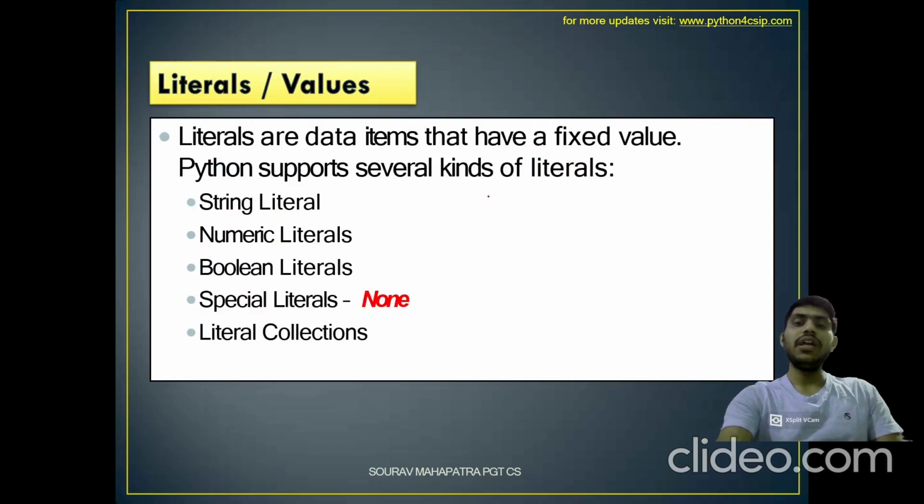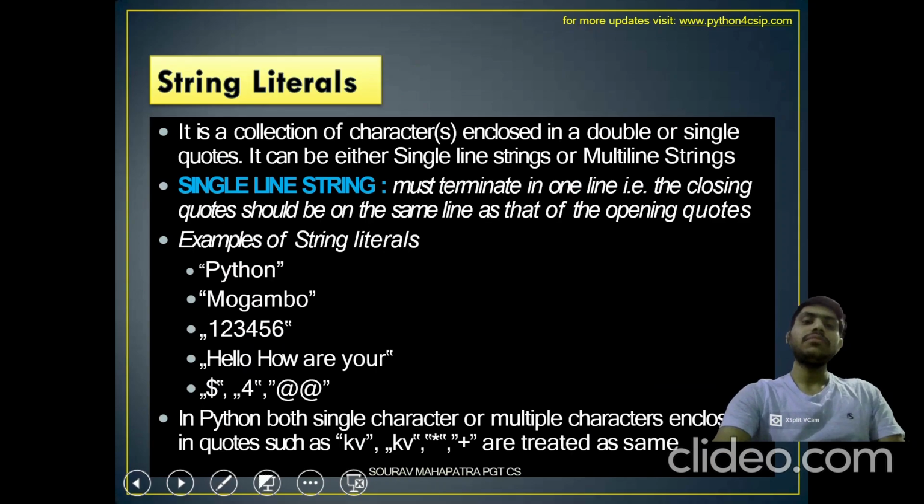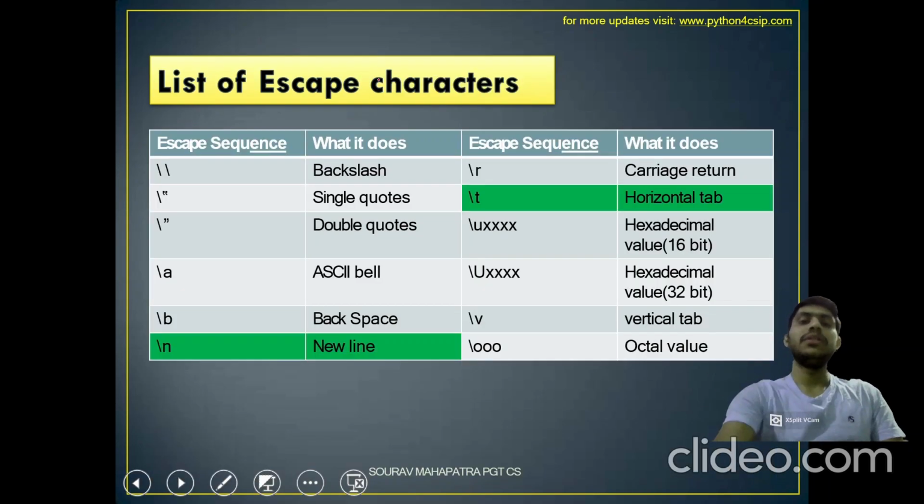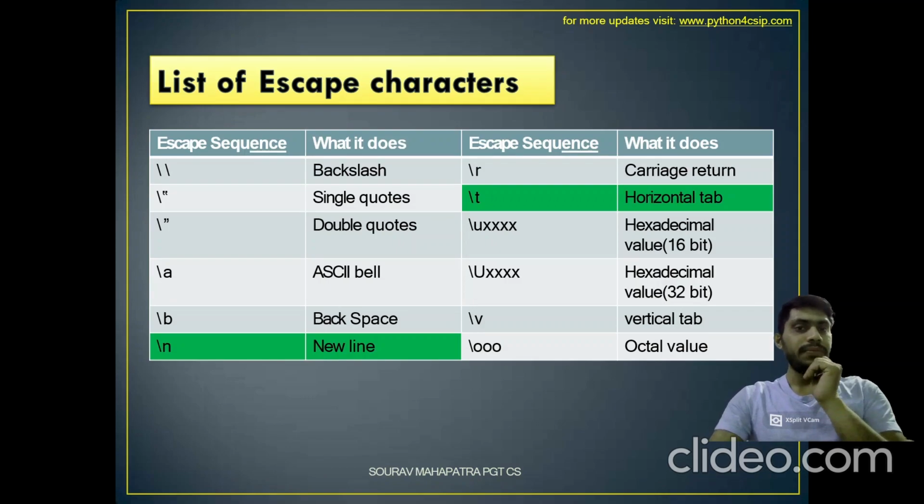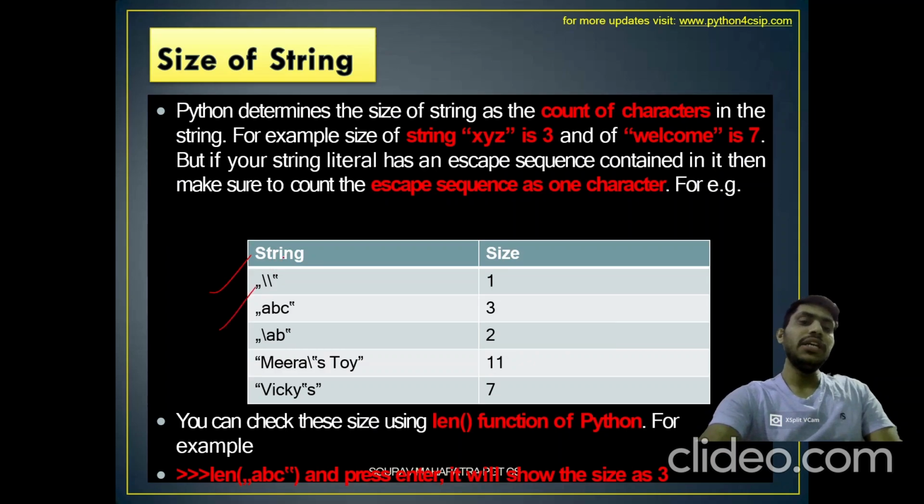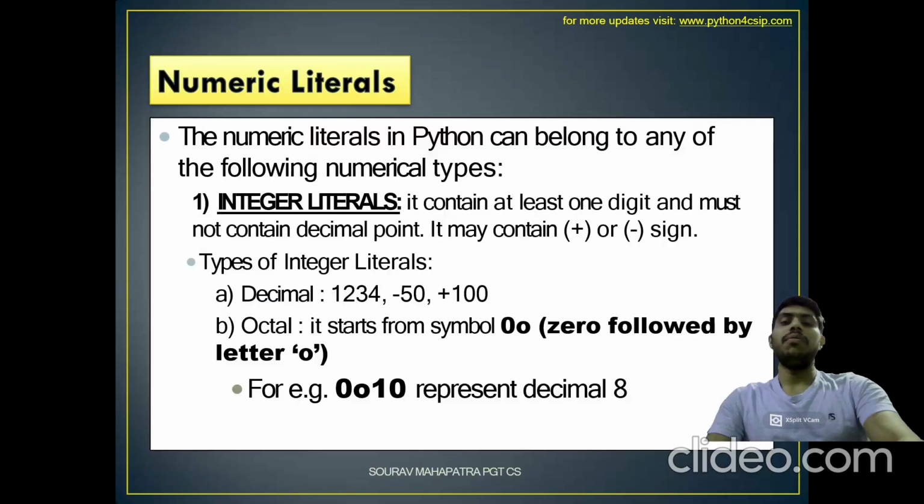In valid identifiers I told you about literal values, the different kinds of literals. I have told you about string literals: single-line string, multi-line string, and the list of escape characters. Size of string: how do you know the size of the string? By using the length function. So you can determine the size of a string as the count of the number of characters.